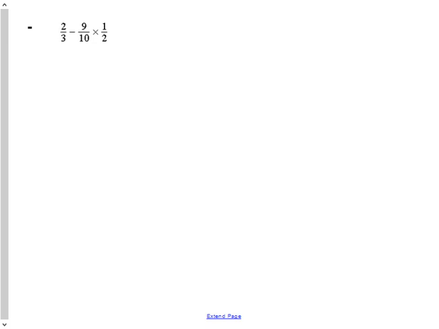Your next question, 2/3 take away 9/10 times a half. Same as the last question. You must make sure you do your multiplication first. So we have 2/3 take away whatever the product of this is, which will be 9/20. And now we have denominators of 3 and 20.